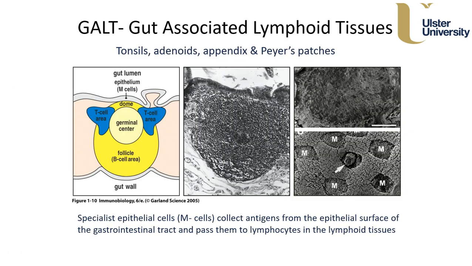The gut-associated lymphoid tissues are a series of lymphoid tissues along the GI tract. These include the tonsils, the adenoids, the appendix, and the Peyer's patches. In terms of morphology, all of these sites are unique, but they have one commonality: the presence of specialist epithelial cells known as M cells. And these are cells that collect antigen from the epithelial surface of the GI tract and pass them on to the lymphocytes.